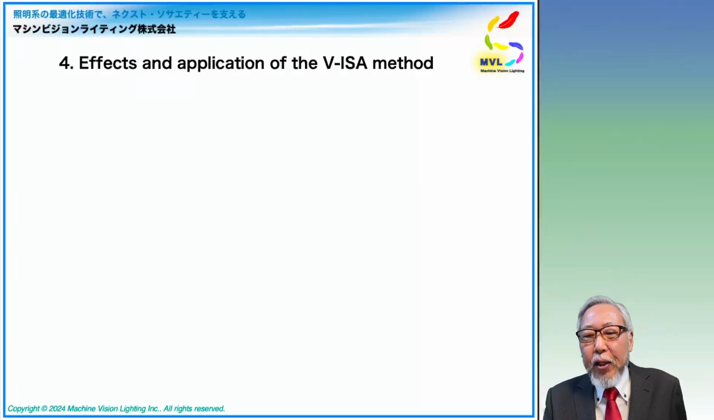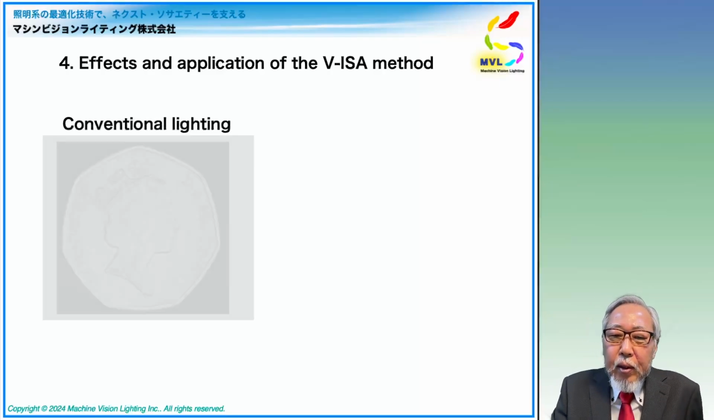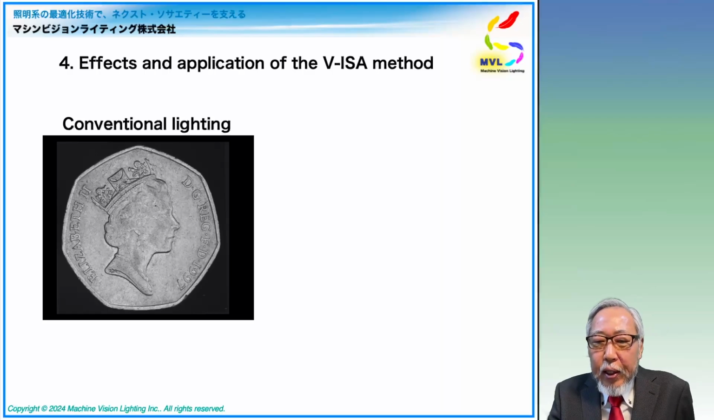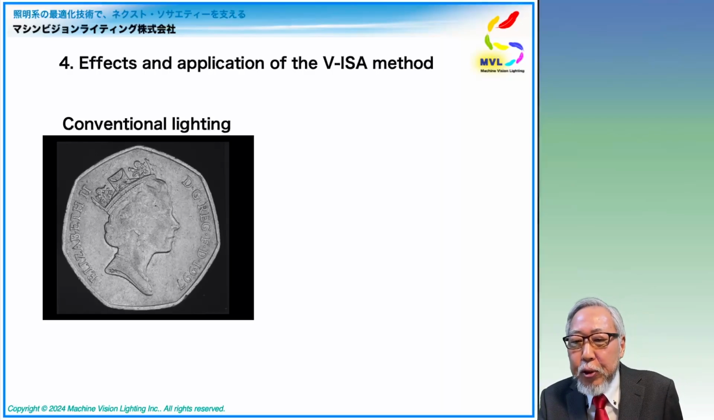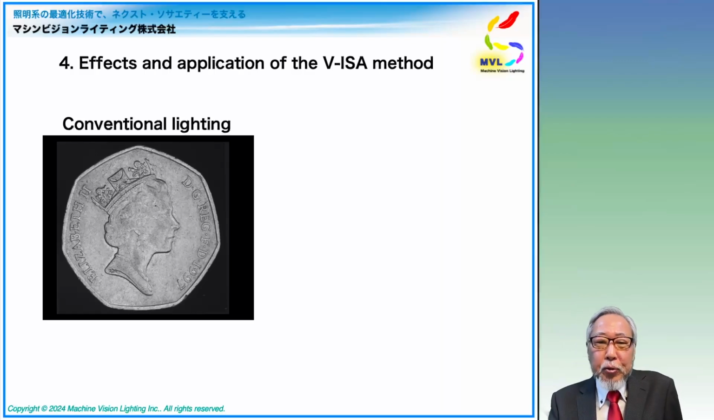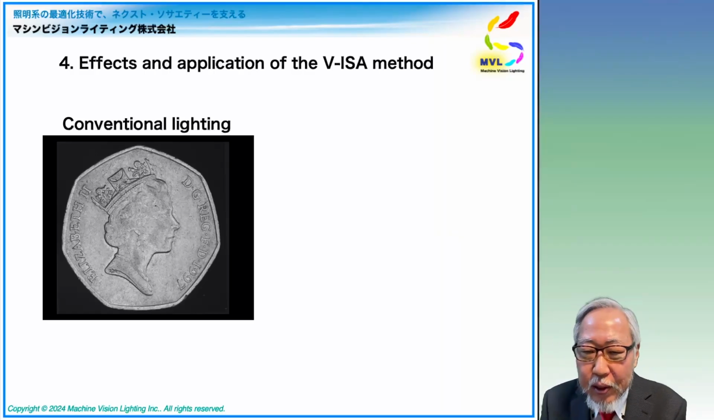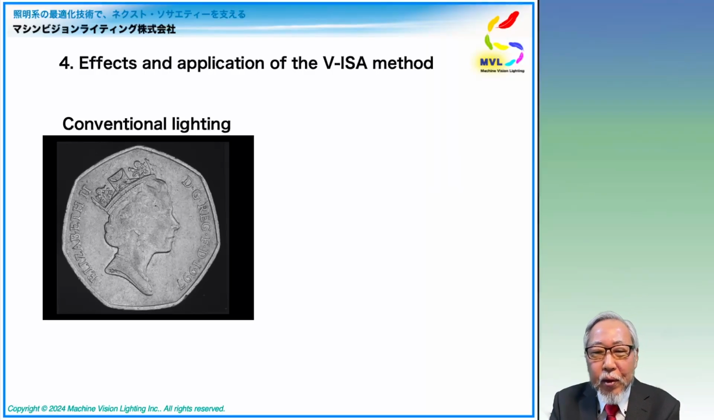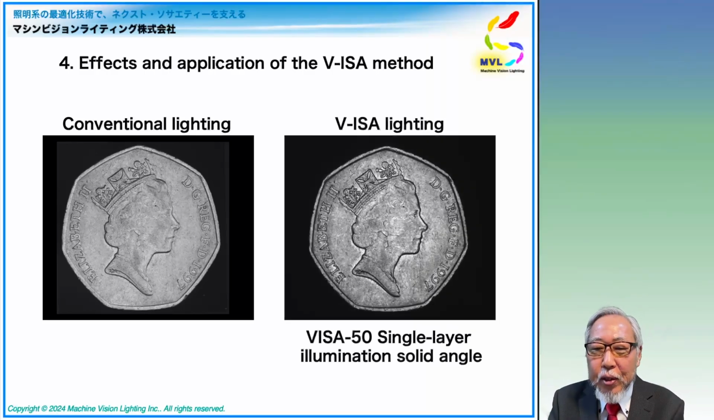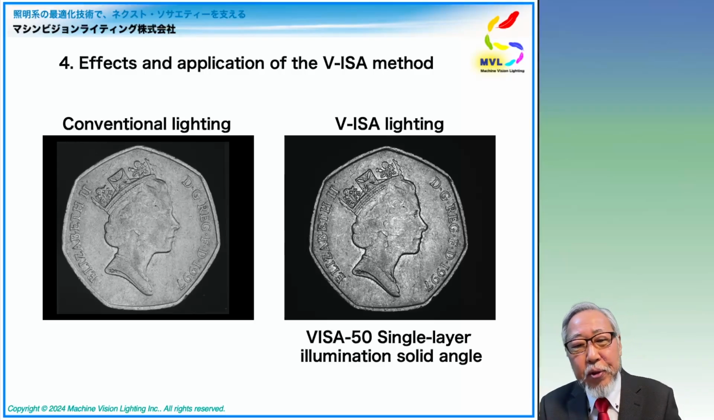Next, in the fourth episode, we will introduce the effects and application of the Visa method. This is a used coin, and with conventional lighting, even if the image appears to be beautiful at first glance, in fact, this was not quantitative. But with the Visa method, you can simply irradiate it with Visa lighting, with the same lens and camera, and you can easily get a quantitative image.